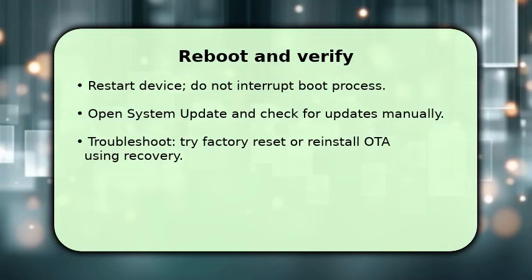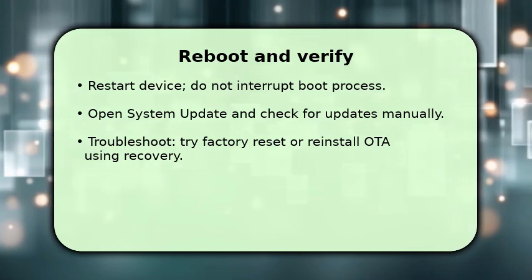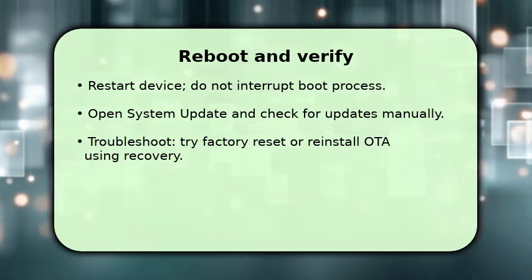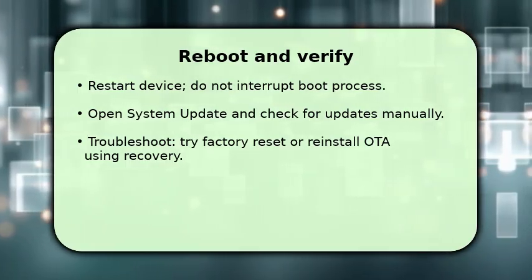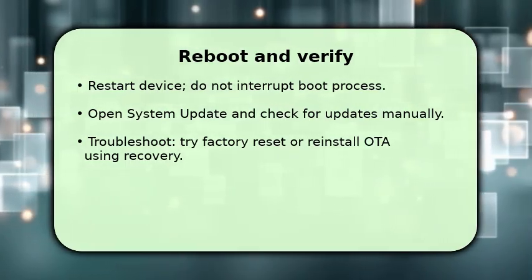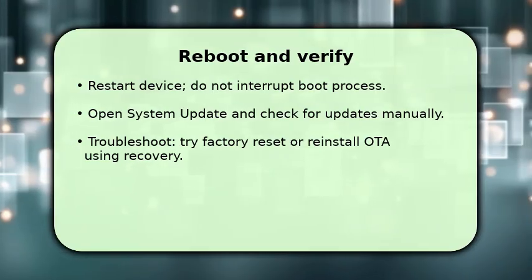You finish by rebooting to apply the cleared state. A clean reboot allows services to reinitialize correctly. Once the phone restarts, open System Update and tap Check for updates. This triggers a fresh download of the update manifest.